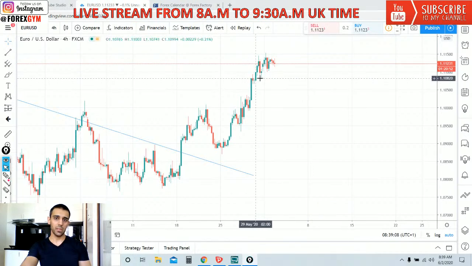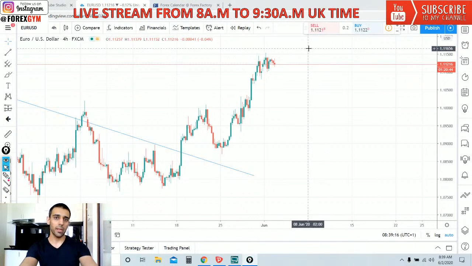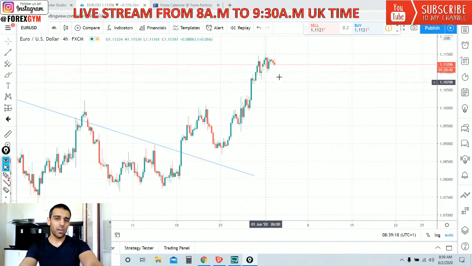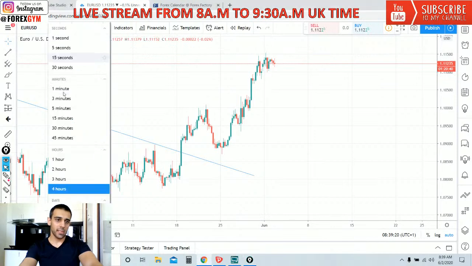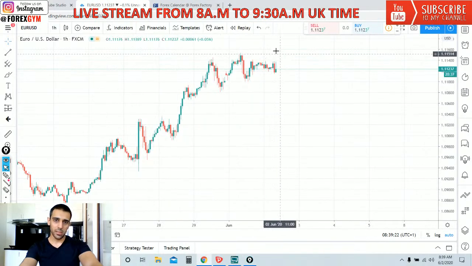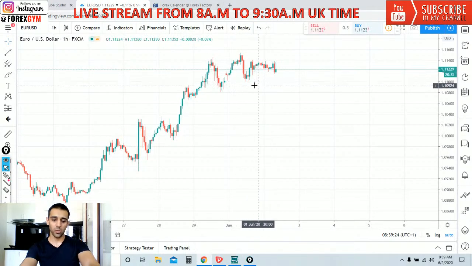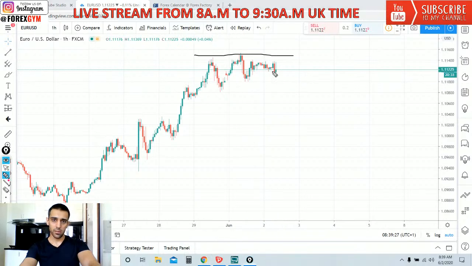The level I mentioned, down to this low. And I do want to see the price taking out this spike 4-hourly low down here. So we're going to see how it goes about it. But certainly I won't short this one yet. It's too early to short this one. This is in undecided mode.